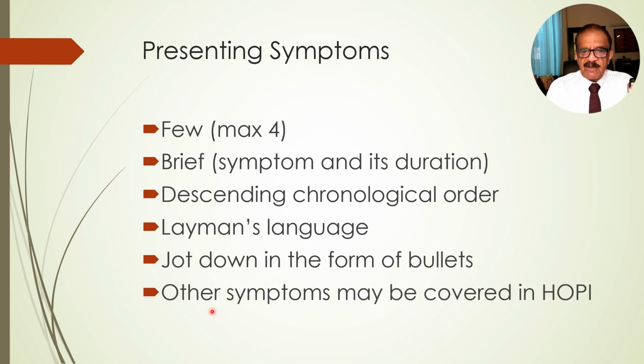And other symptoms may be covered in the history of present illness. You should just note down presenting symptoms here, because whenever the patient describes his problem and you keep asking if there's anything else, the patient would come up with more and more symptoms. All symptoms need not be included in presenting symptoms. Here you should restrict to the presenting symptoms only. Others can be described in history of present illness, at the end in systemic review.